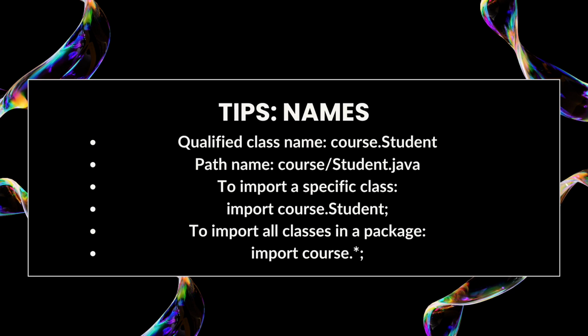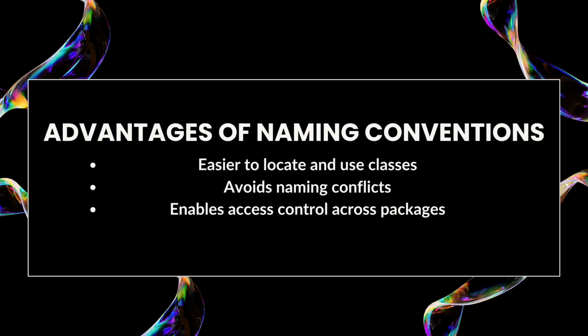In Java, naming and organization matter a lot. For instance, the qualified name of a class might be course.student, stored at course/student.java. You can import a single class using import course.student, or import all classes in a package using import course.*. Following proper naming conventions makes your code easier to read and maintain. It also avoids naming conflicts and improves access control when dealing with multiple packages.